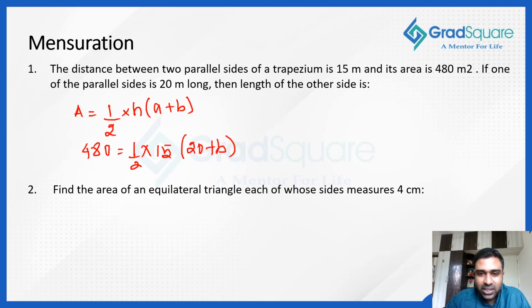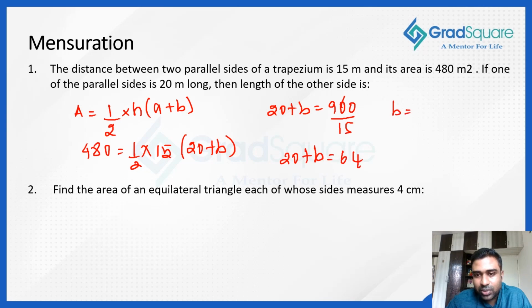From this equation I can write 20 plus b is equal to 960 divided by 15, which is equal to 64. So b is equal to 64 minus 20, which is equal to 44.